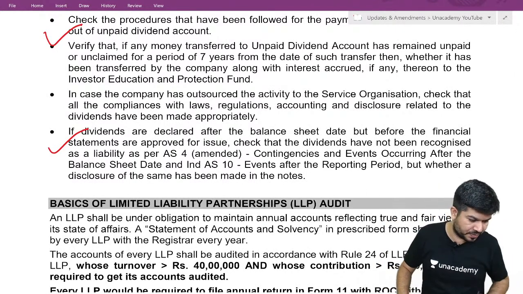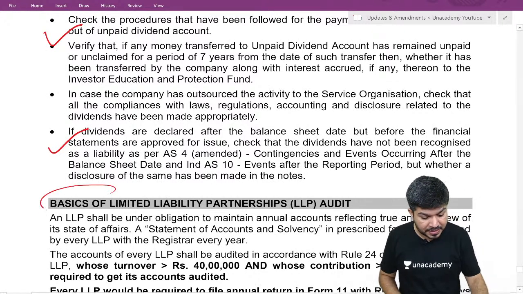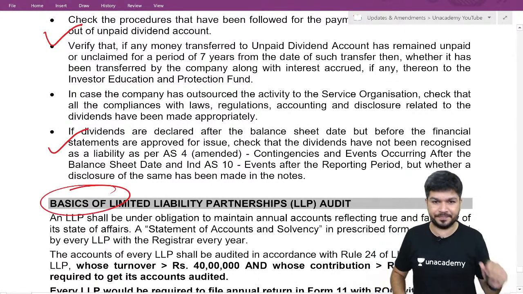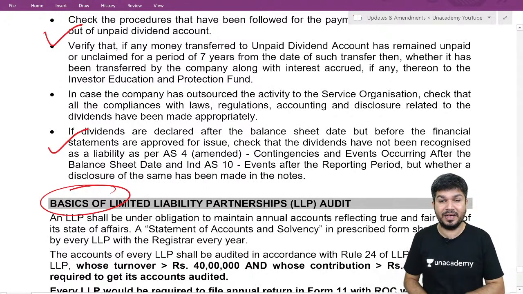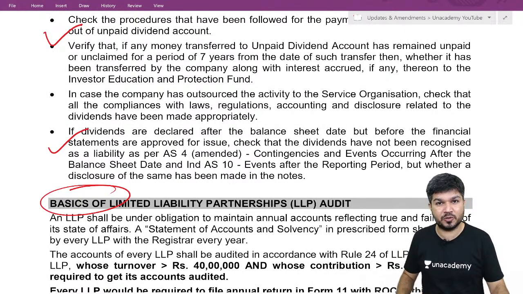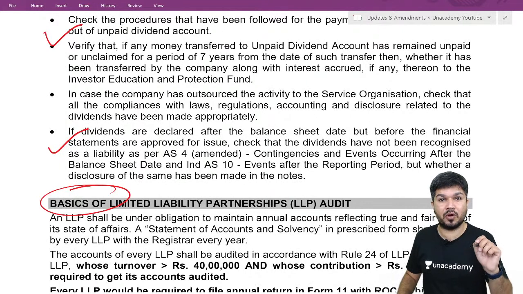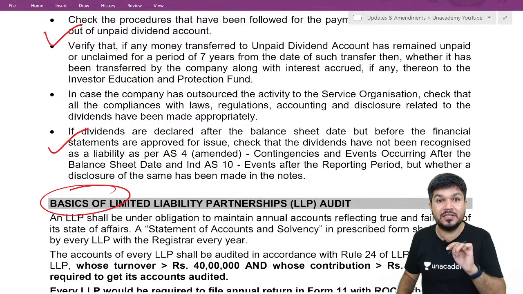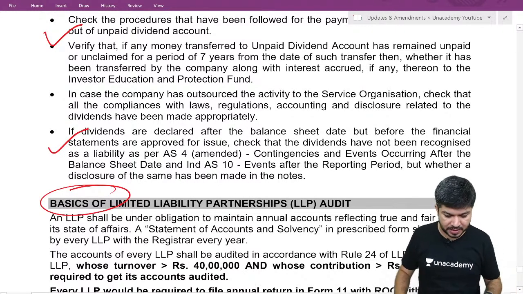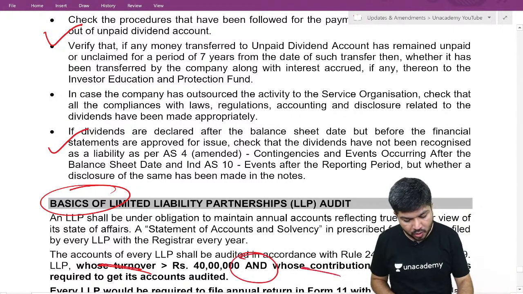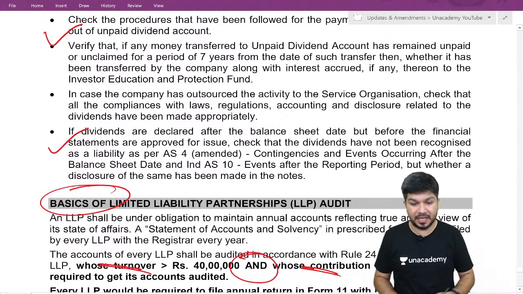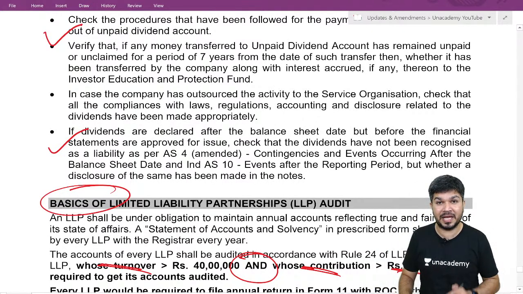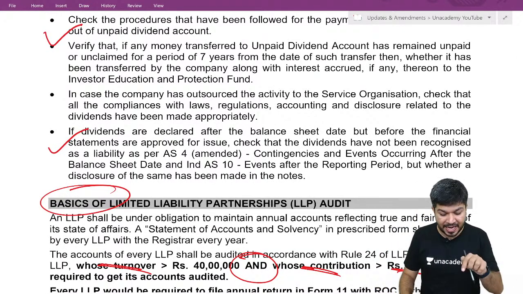This was important. Okay, next is basics of LLP audit. Very clearly written, basics. Now, LLP. When does an LLP have an audit? Now, there's the LLP Act 2008. As per LLP Act 2008, if the turnover exceeds 40 lakh and the capital contribution of partners exceeds 25 lakh, then they have to get the accounts audited. Both things have to be satisfied: turnover exceeding 40 lakh and capital contribution by partners exceeding 25 lakh. Then the audit is applicable under the LLP Act.